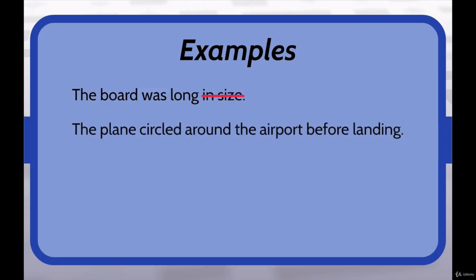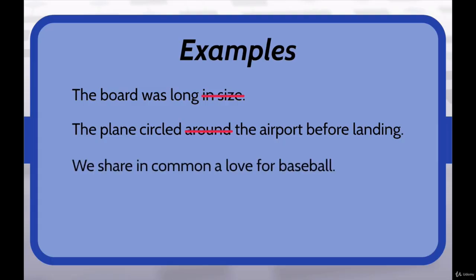Here's another sentence. The plane circled around the airport before landing. I'm sure you guessed here, looking at it very carefully on a word-by-word analysis, that the verb circled, a really good, very strong verb, means the same as the next word, which is around. So simply you could cross out "around." Another example is the sentence, we share in common a love for baseball. The redundancy here is simply that the verb share means the same as in common. Of course, if we share something, it's in common. So there's no reason to say "in common" after that. We can just cross that out.